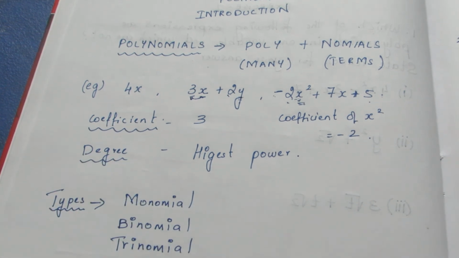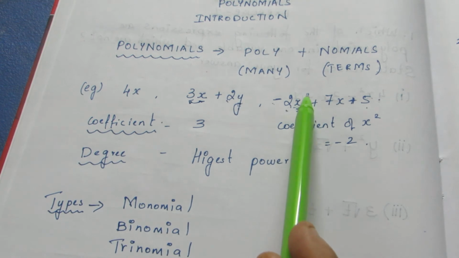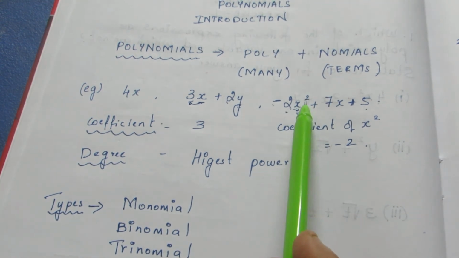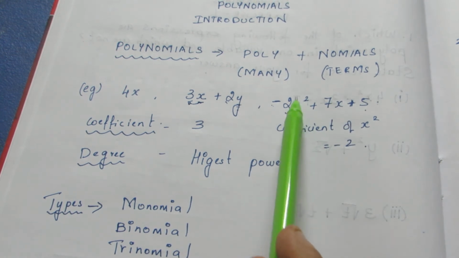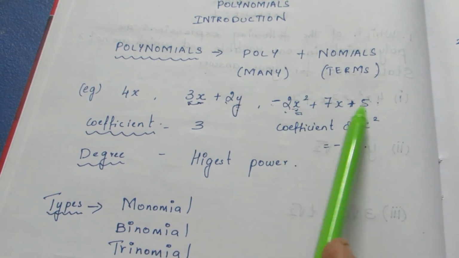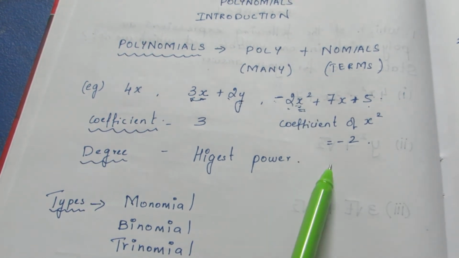Degree. Degree means the highest power. The highest power in this equation is 2. Here the power of x is 1. Here the power of x is 2. So in this equation the highest power is 2. So the degree will be 2.